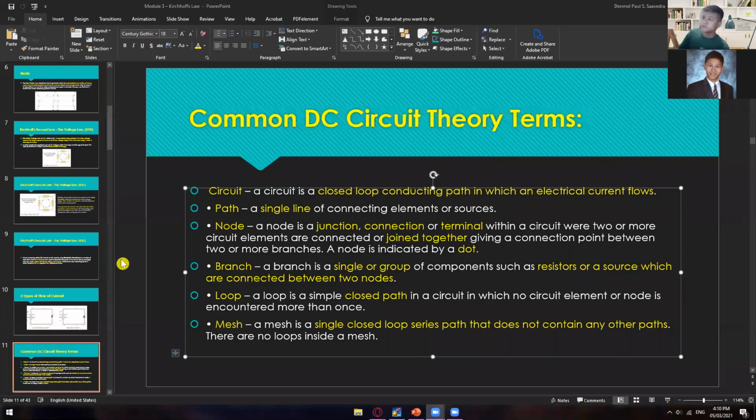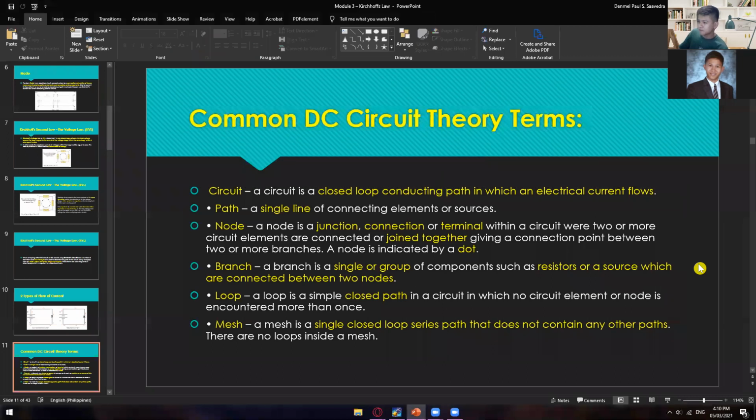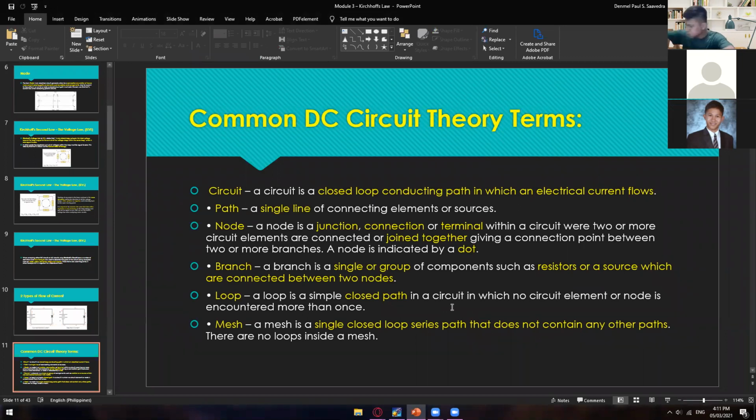All right, so it seems that most of you are here already. So without further delay, let's now continue our discussion. Are you guys ready now? Yes, sir. Yes. All right, so wait lang, 15 seconds. 1 minute. 15 seconds lang.